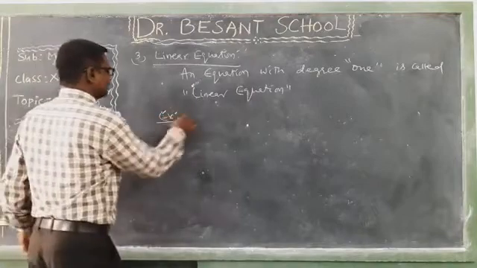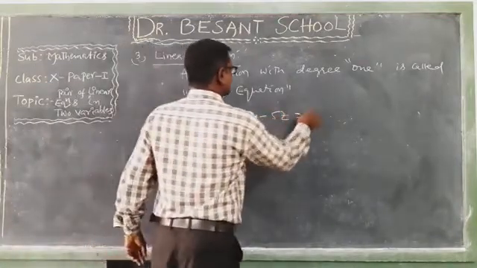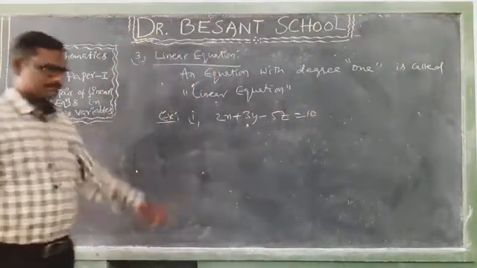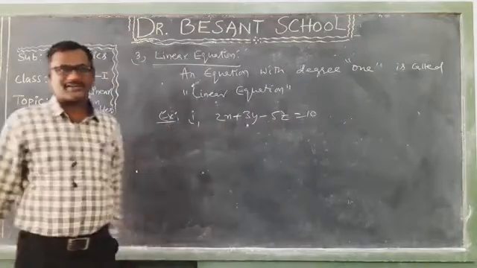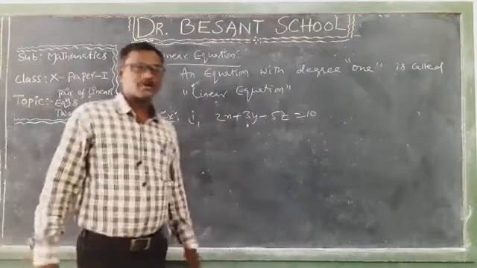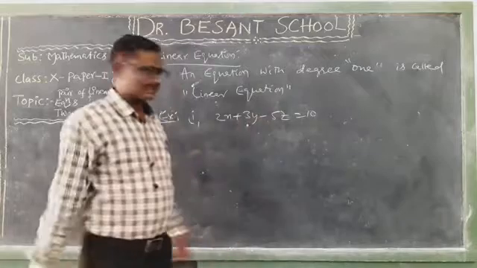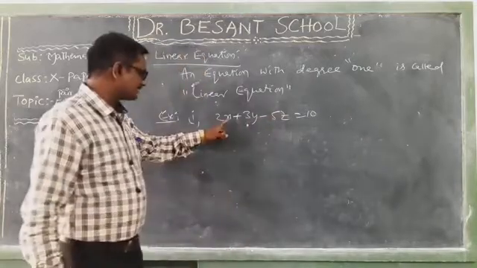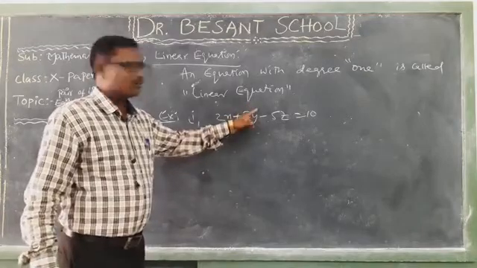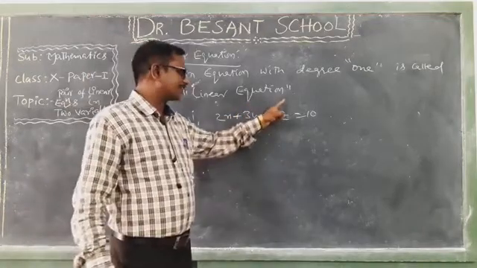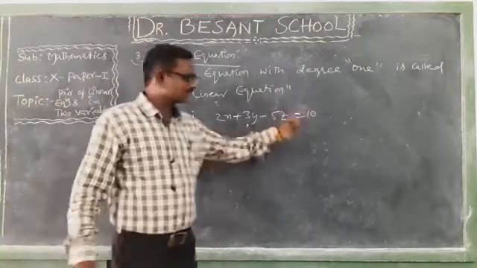See this example: 2x + 3y − 5z = 10. It has how many variables? 3 variables. What are they? x, y and z. What is the constant? 10. What is the degree of the first term? 1. The second term? 1. The third term? 1. So what is the highest degree? 1. What is the degree of this equation?